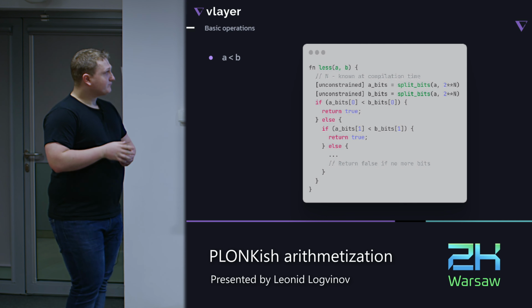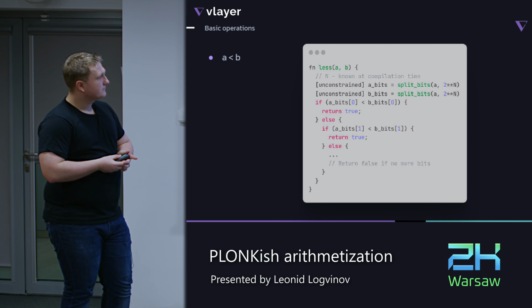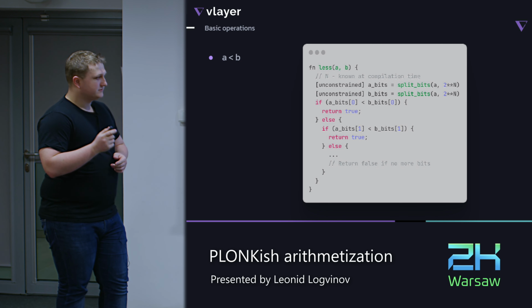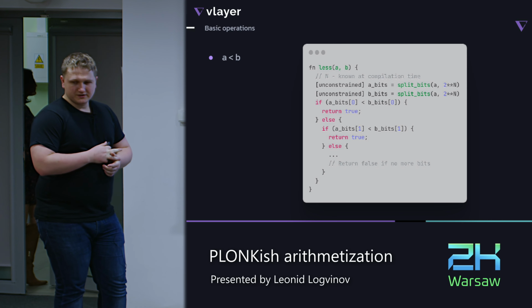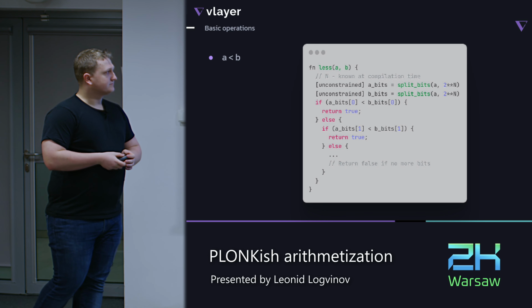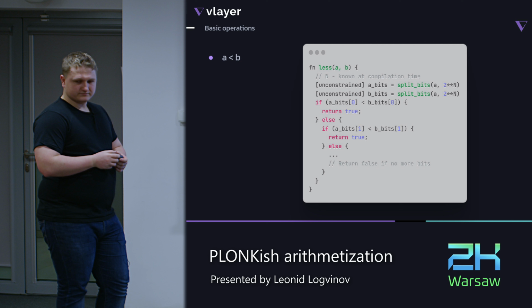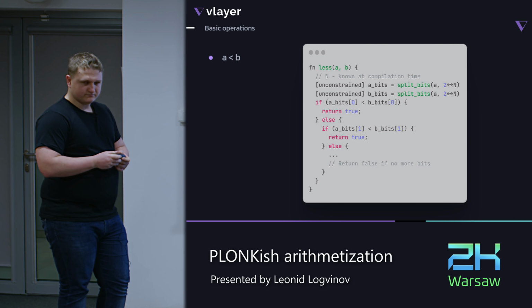But in this case, I think that after this unconstrained computation, we need to make sure that this A bits is a correct representation of A. Good catch, yeah. We need to do that. I forgot about it. After this unconstrained computation of A bits, we need to make sure that this A bits is a correct representation of A, because these split bits can just give us some incorrect values.